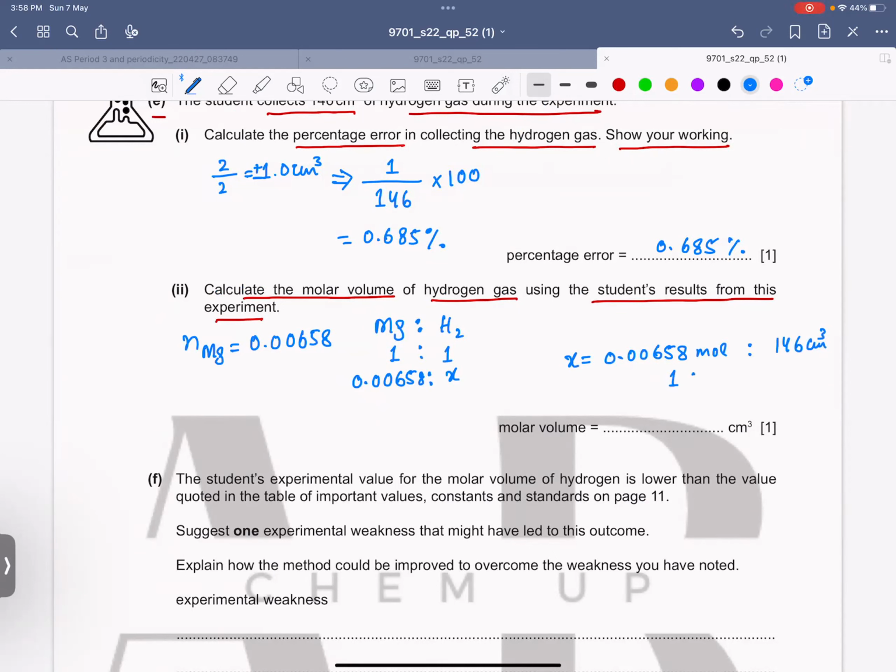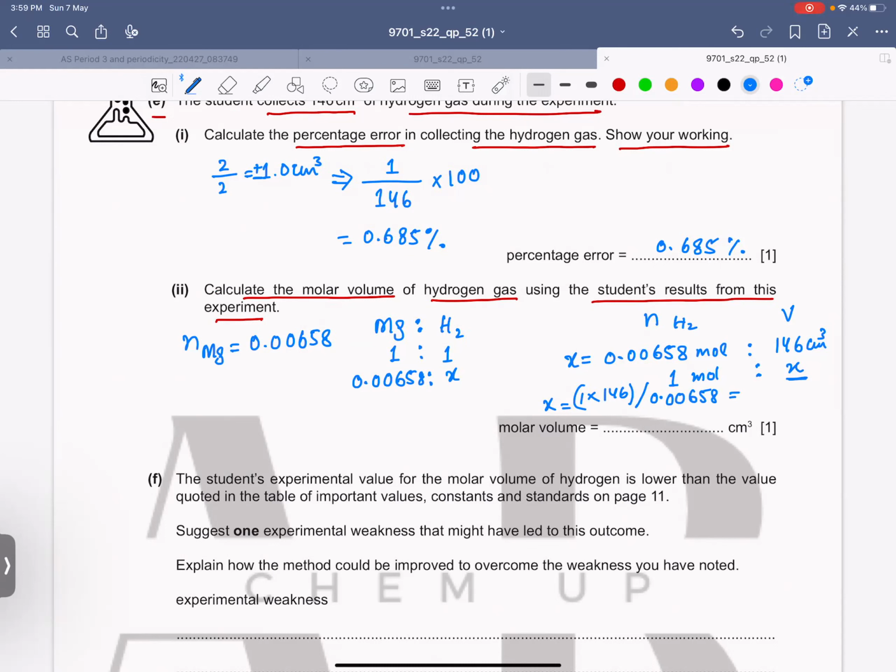So if there is 1 mole of a hydrogen gas, this is the moles of the hydrogen gas, and this is the volume of the hydrogen gas. So then how much would be the volume? It is equal to X. So can anybody find this X, please? It would be found by 1 multiplied by 146 divided by 0.00658. Yes, can anyone tell me the answer, please?